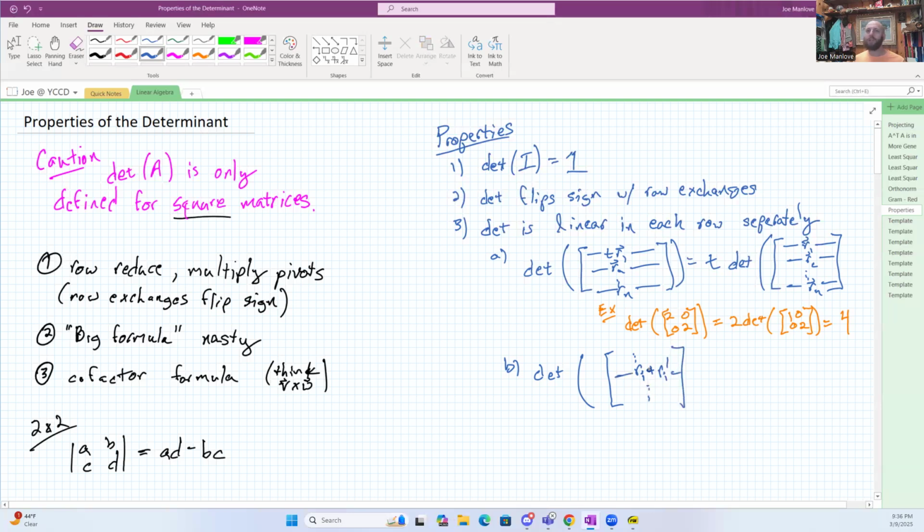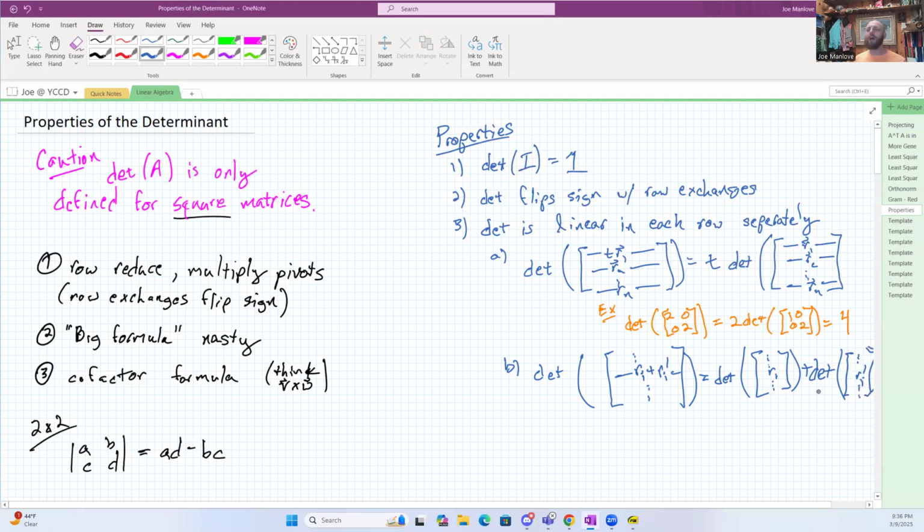And then some more rows. So this is essentially, I've got regular rows, and then in this one spot, I've got two rows added together. This is going to be the determinant of the matrix with that regular row I in there, plus the determinant of this same matrix, but with row I prime in there.